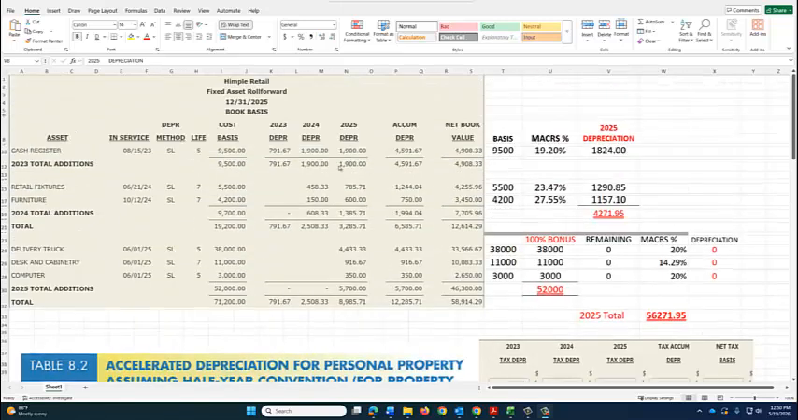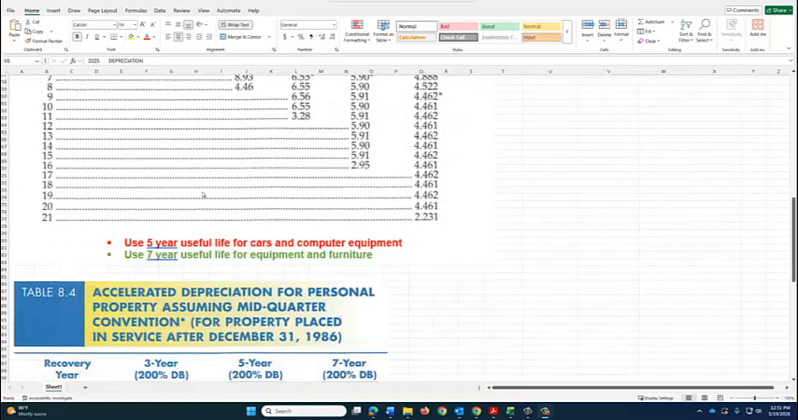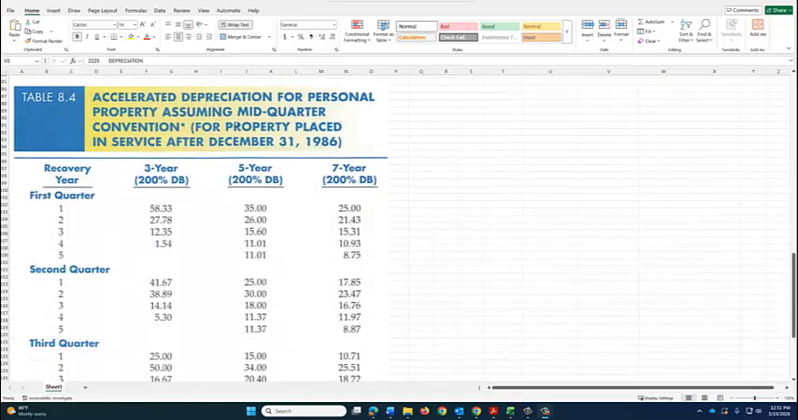The first item was purchased in June. That's the second quarter. So January, February, March is the first quarter. April, May, June is the second quarter. So June 1st, the purchase was for $5,500, and it has a 7-year life. So we are going to come down to the mid-quarter convention table, and it is a 7-year item, and it was placed in service in the second quarter.